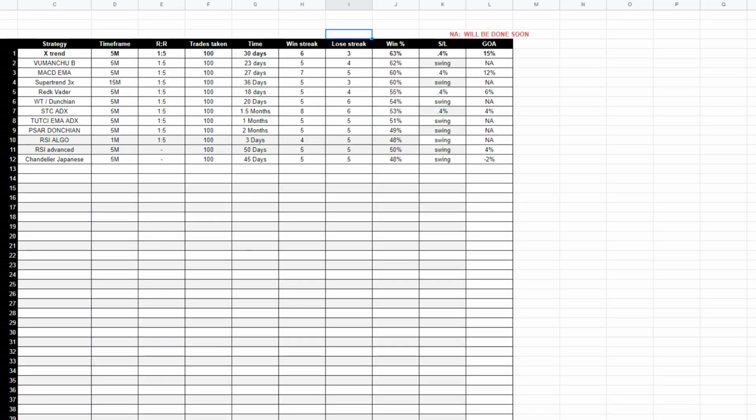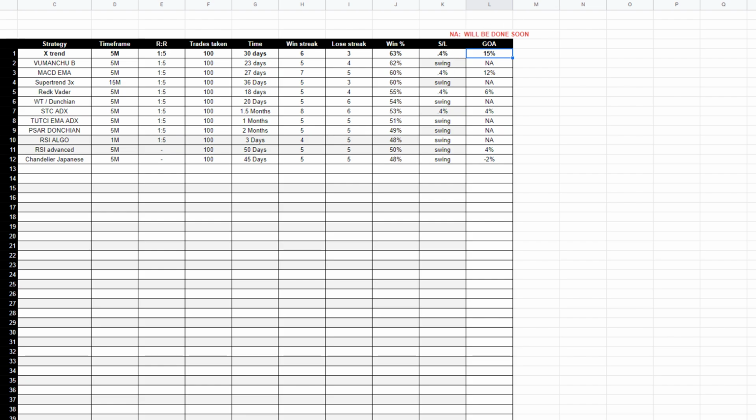Okay, I expected it not to be bad, but I didn't expect it to be the top one. But here you go, it's the top one with a gain on account of 15% after fees. A lot of YouTubers don't keep that in mind, but I subtracted the fees out of it. So yeah, 5-minute chart, 1.5, 100 trades. It took 30 days to increase your account by 15% with 1 leverage.